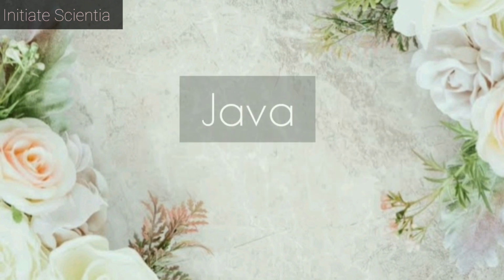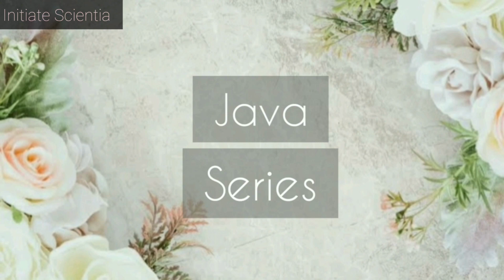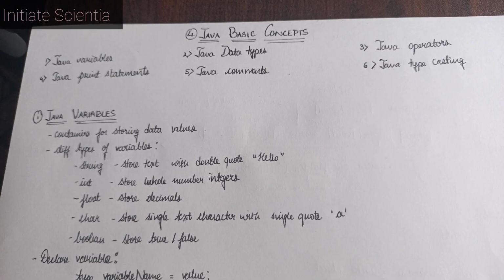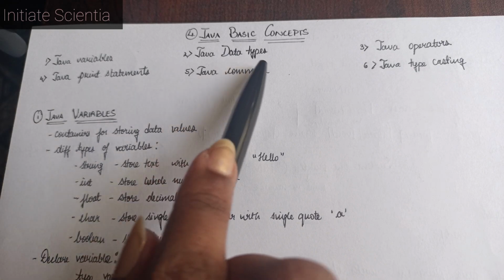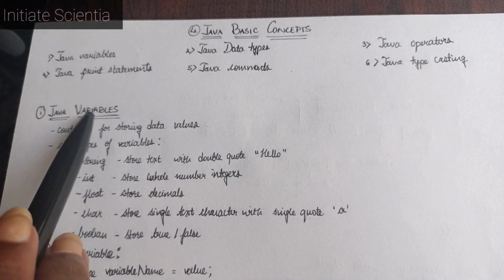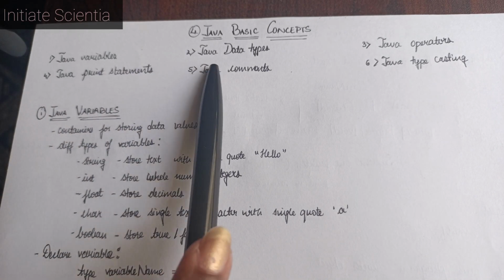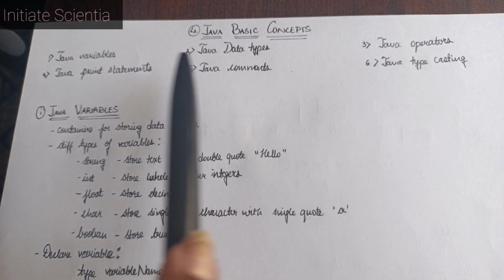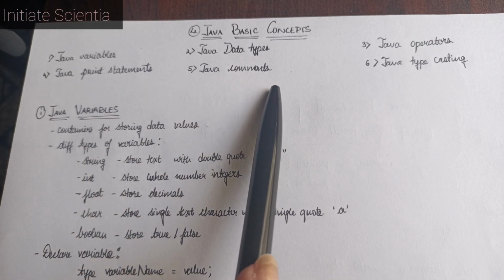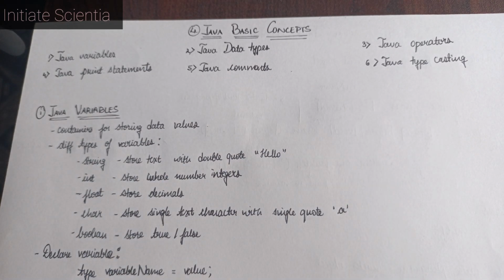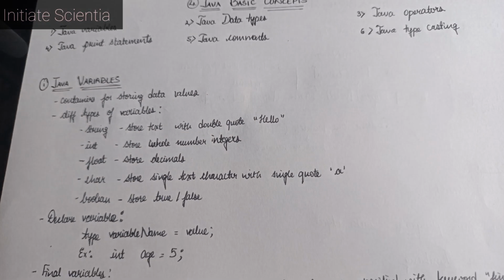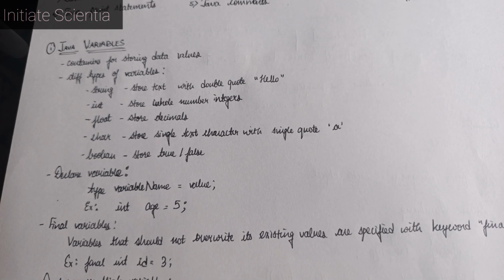This is the Java series. Hi everyone. In today's video, let's discuss the Java basic concepts. The basic concepts of Java are Java variables, Java data types, Java operators, Java print statements, Java commands, and Java typecasting. We basically need to have an idea about all these in order to start writing programs and execute them.